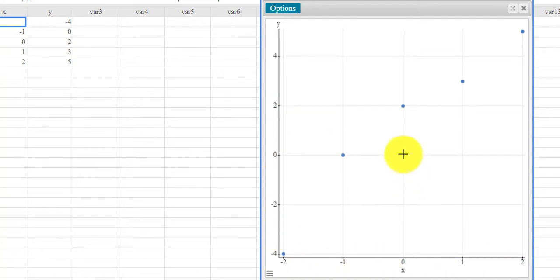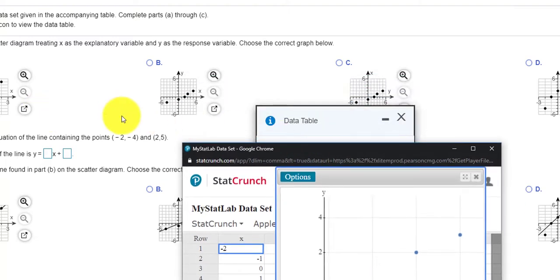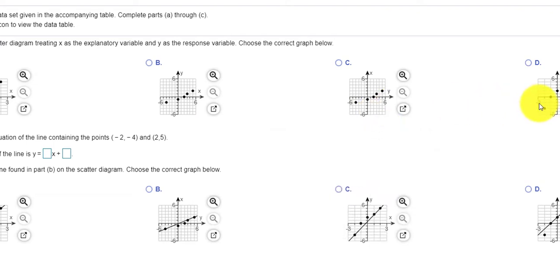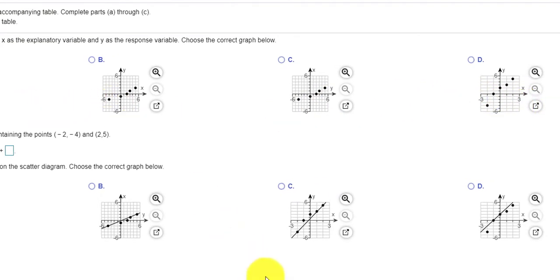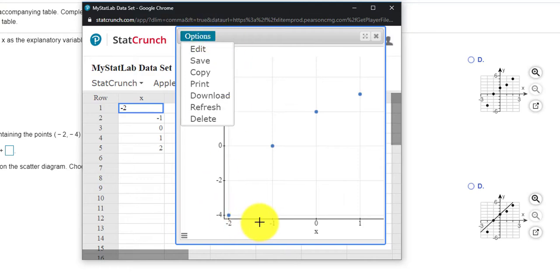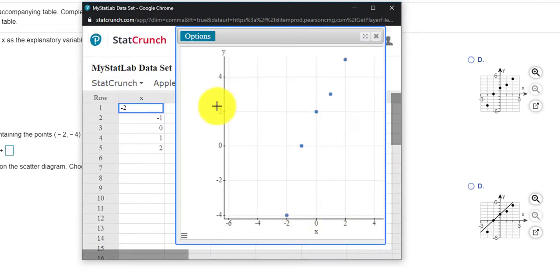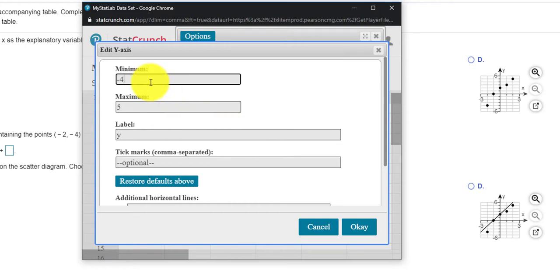-4 to 4. So the origin is actually over here, right? 0, 0. When I compare this to the graphs, it's tricky because I noticed that they go from -6 to 6 on some of their graphs and -3 to 3 on some of their graphs. So I'm going to increase my axis. Actually, not even options. Just click on the x-axis and change my min and max. And I'm going to do the same thing on my y-axis. Again, change my min and my max.